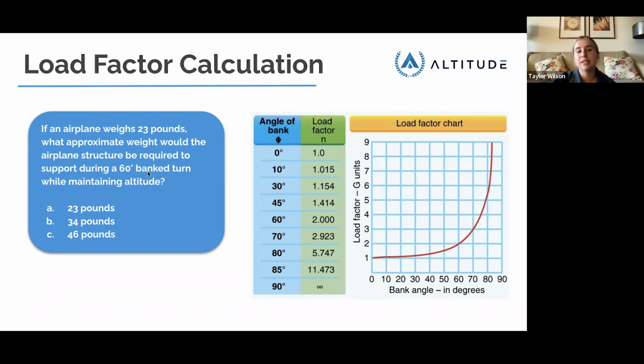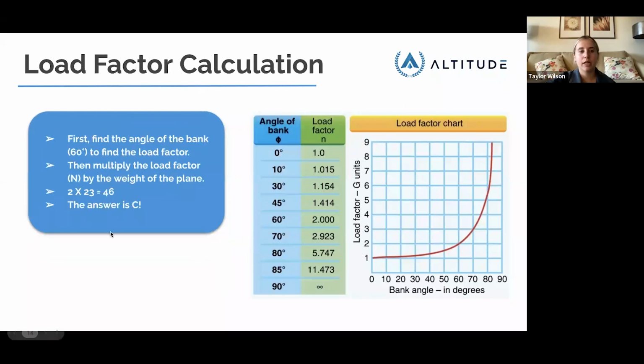So we're talking about a 60-degree banked turn. At 60 degrees, you're pulling 2 Gs. So now an aircraft that weighs 23 pounds feels like it weighs 2 times that. So our answer here would be 46. Our answer is C. You just take the weight of the aircraft, multiply it by the load factor, and that's how much weight the aircraft now feels like it is.